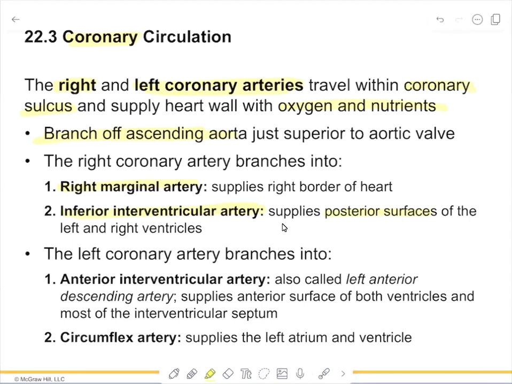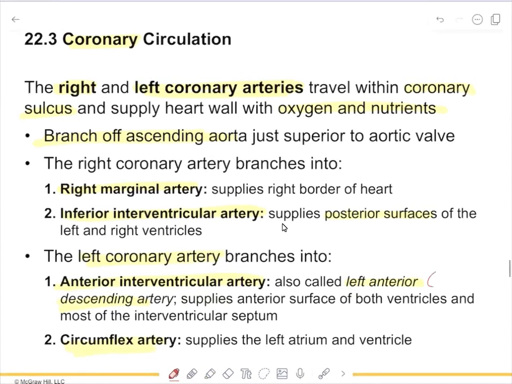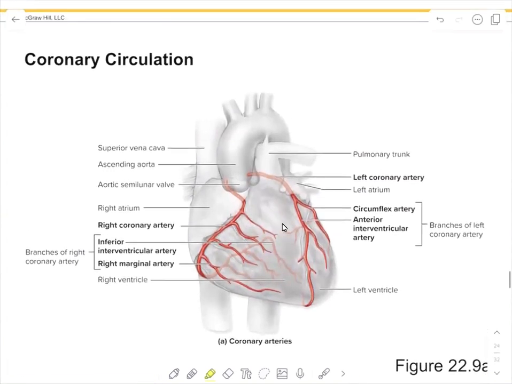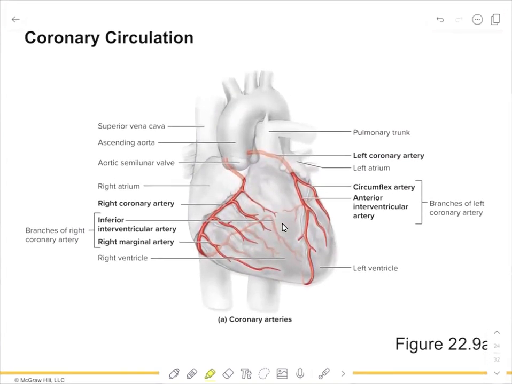On the left side of the heart, we have the left coronary artery that branches into the anterior interventricular artery, as well as the circumflex artery. A lot of times in the hospital, they will refer to the anterior interventricular artery as the LAD, which stands for left anterior descending. On this slide, you can see those coronary blood vessels.